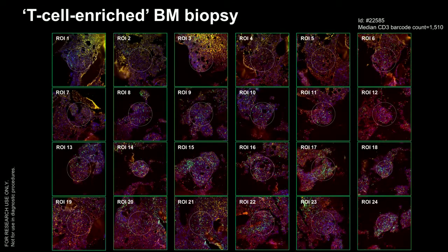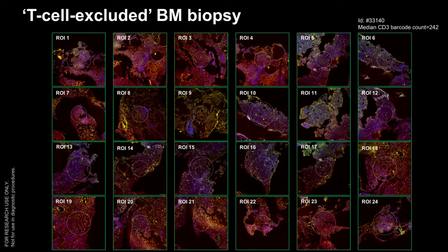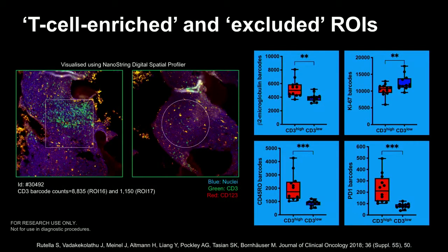This is an example of a T-cell enriched bone marrow biopsy. Again, there are areas in here with plenty of green dots, being CD3 T cells, which infiltrate those specific areas within the bone marrow biopsy. And this is an example of a T-cell excluded bone marrow biopsy with very few, if any, CD3 T cells. So we need to understand what the difference is between a CD3 high and a CD3 low region of interest.